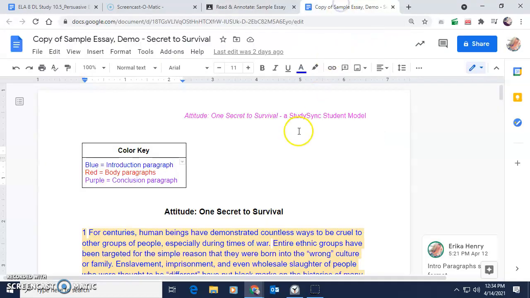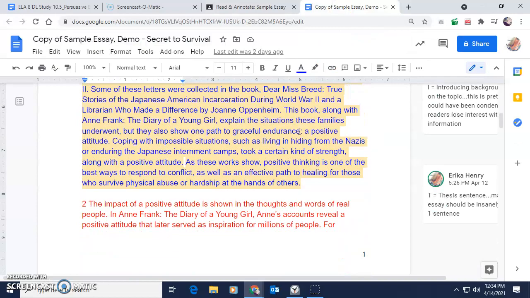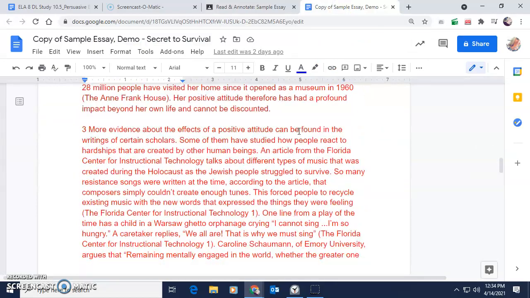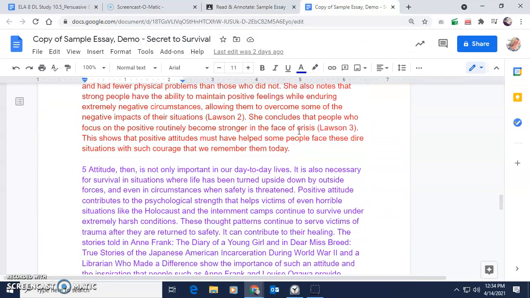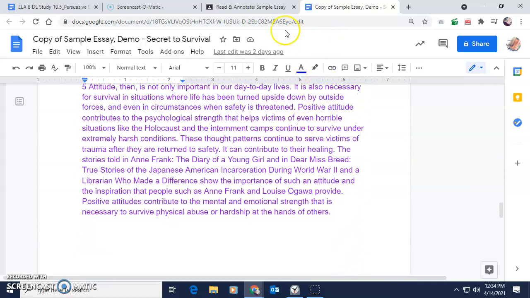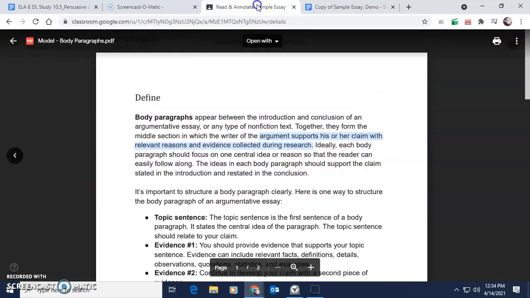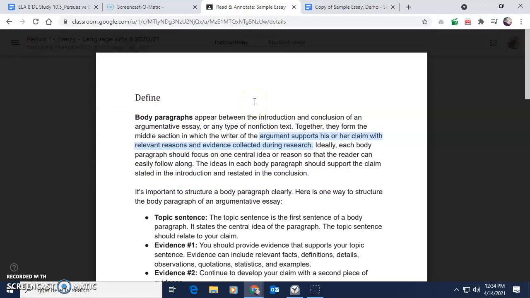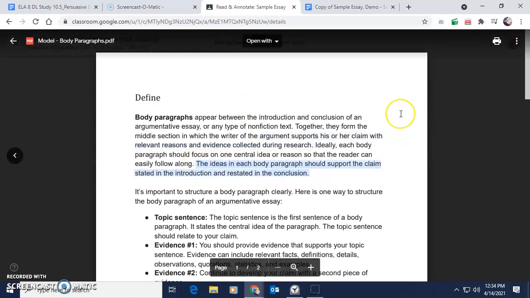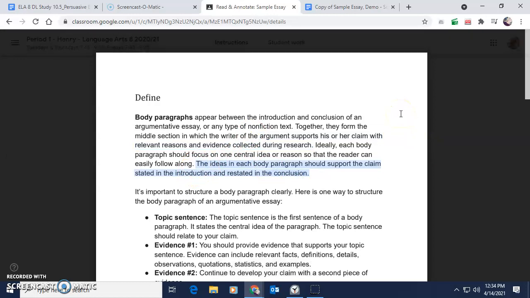So all of these body paragraphs are kind of smushed between, here's the intro, bunch of body paragraphs in red, and a conclusion at the end. They're kind of smushed in between. Again, if they don't prove your point, don't put them there. Ideally, each body paragraph should focus on one central idea or reason so that the reader can easily follow along. The ideas in each body paragraph should support the claim stated in the introduction and restated in the conclusion. The point of the body paragraphs is to prove your idea.